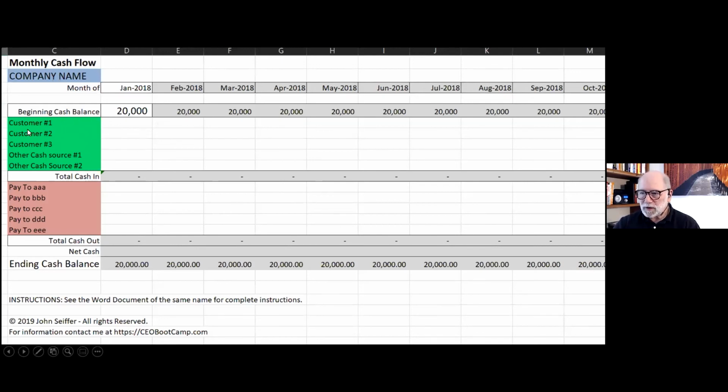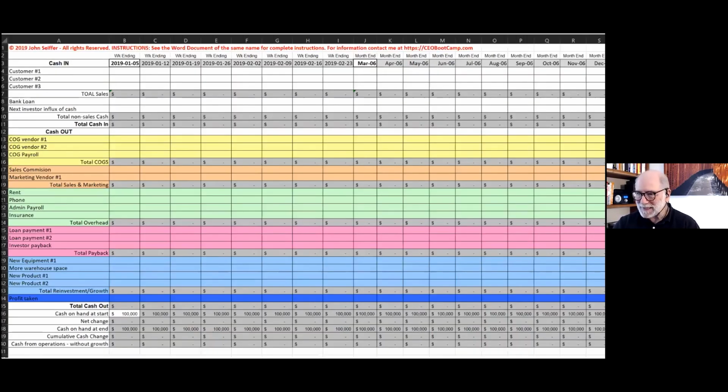put all the money coming in categories in the green section and the money going out in the red section. If you're a real glutton for punishment and you really want to do this deeper, I've got this more advanced spreadsheet that I can send you, which has the same things. I included here the weekly cash flow across the top, and then it turns monthly for a while. And all your cash in is in this white section at the beginning.